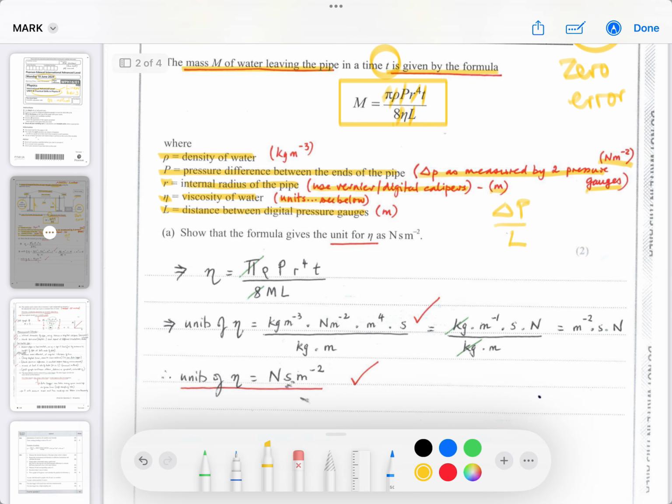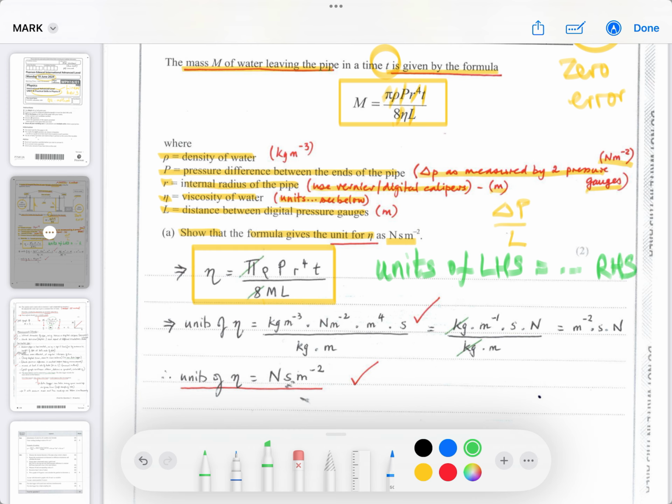Okay? So we've got to show, mathematically prove, that the formula above gives the unit for eta as newton seconds per meter squared. So obviously, if we want to change the subject of the equation, then the units of the left-hand side must equal the units of the right-hand side. So for any equation to be correct, the units of the left-hand side must be equal to the units of the right-hand side. That's what we're checking.